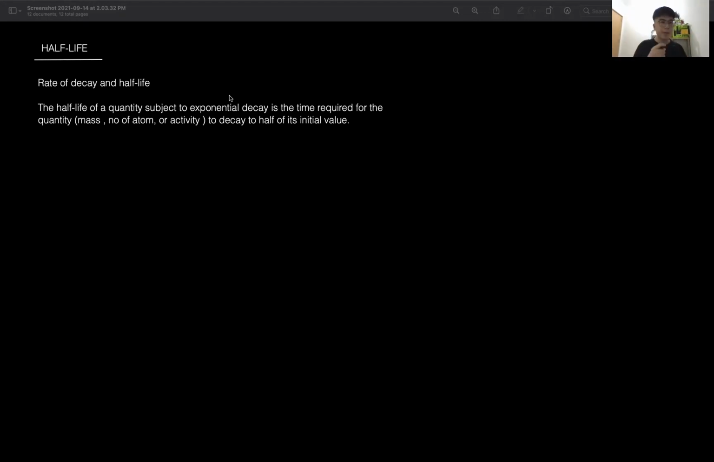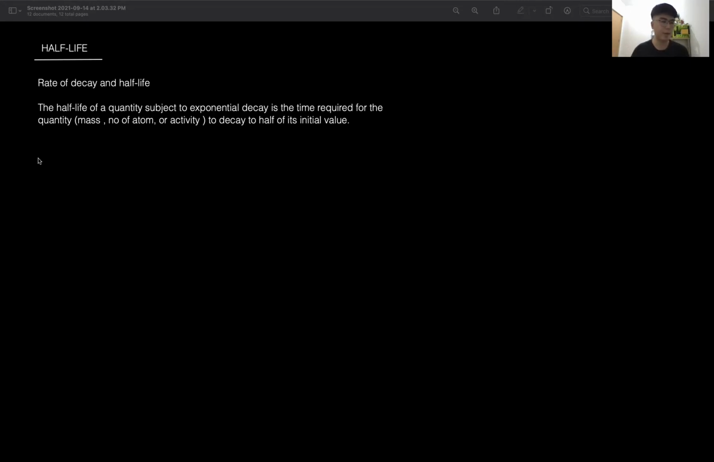Okay, so the next part, half-life. All right, so half-life, what is it? Rate of decay and half-life. Okay, let's look at the definition. The half-life of a quantity subject to an exponential decay is the time required for the quantity to decay to half of its initial value.